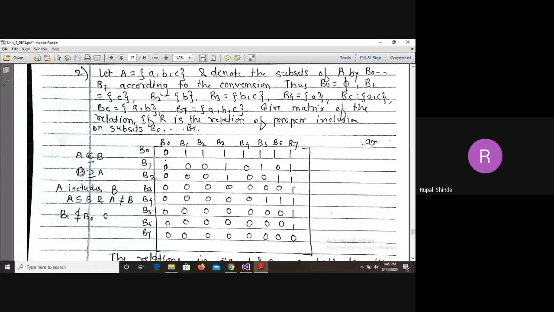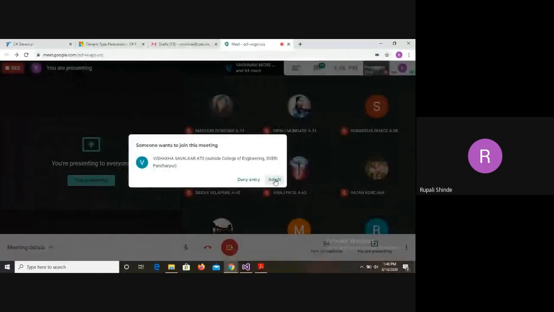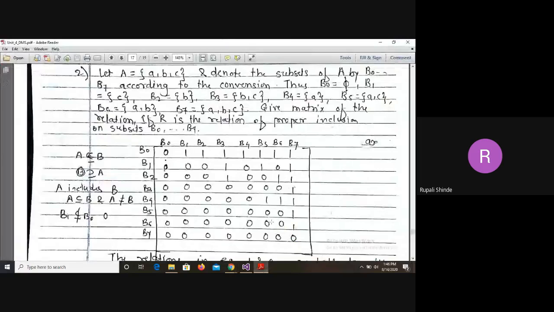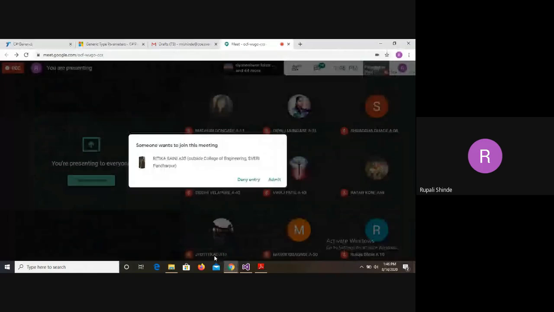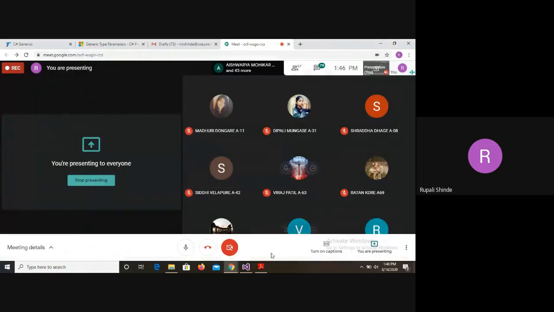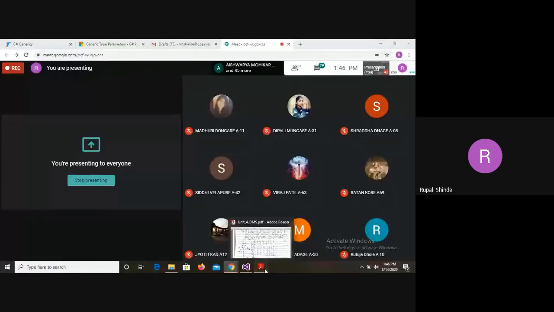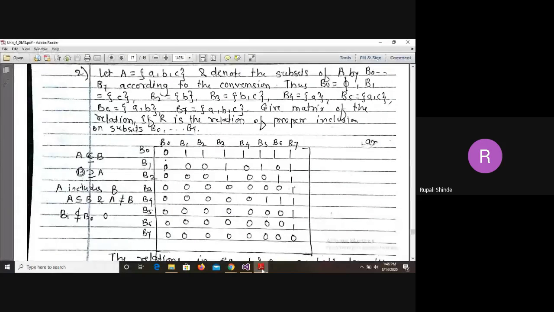Okay. Now here they have to find the matrix, and for that purpose they have given one condition. Relation R is a relation of proper subset. Okay. So in set theory we have seen what the definition of proper subset is. So can anybody tell what is the definition of proper subset?